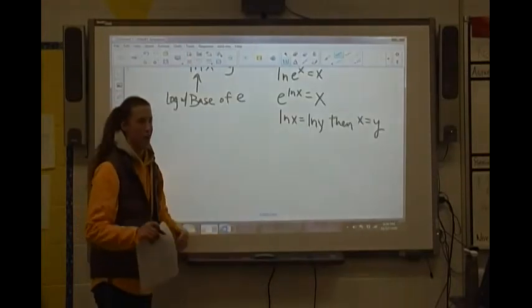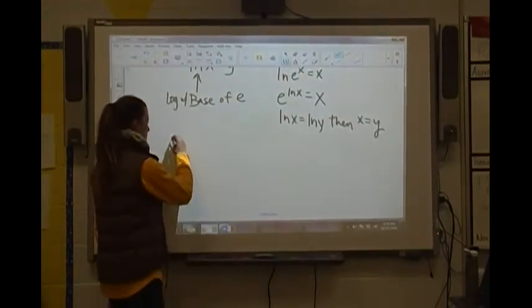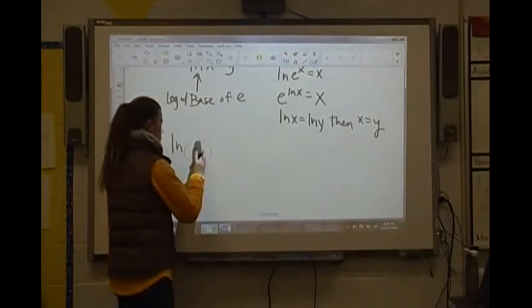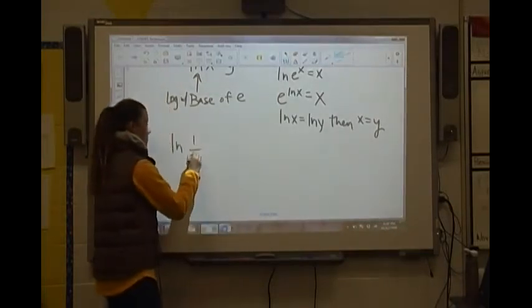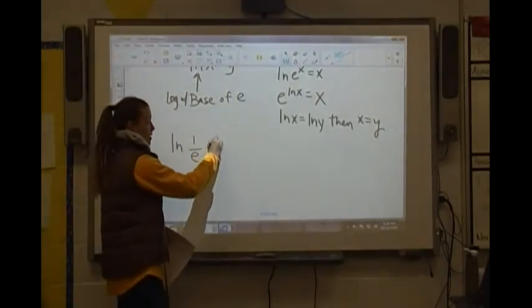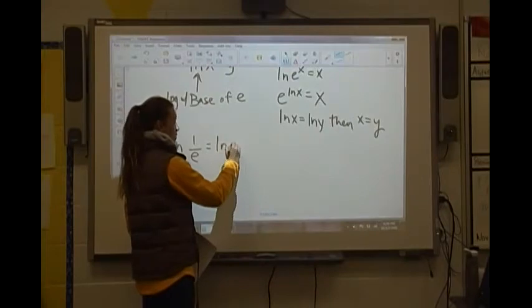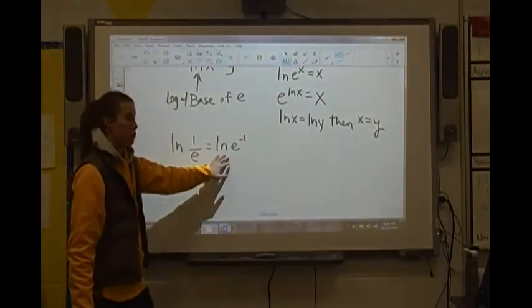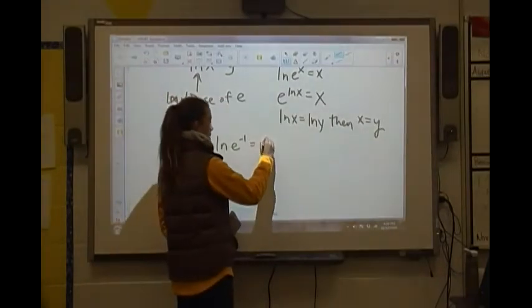So now we're going to do a couple of natural log examples. Let's do natural log of 1 over e. Then I want to move this to the numerator. It's natural log of e to the negative 1. So now my base matches. That's always my goal. Change those bases so they match. My answer is negative 1.